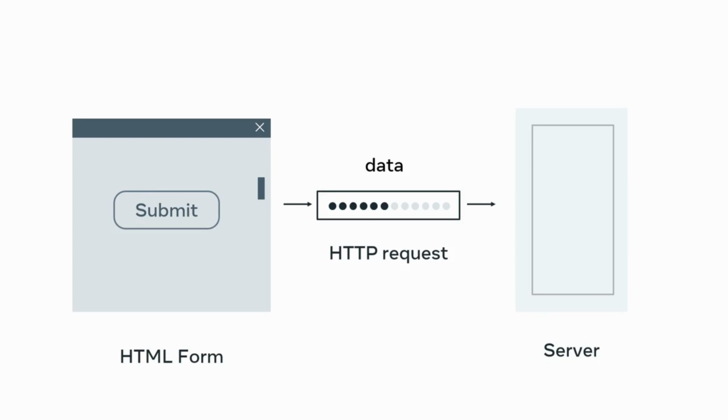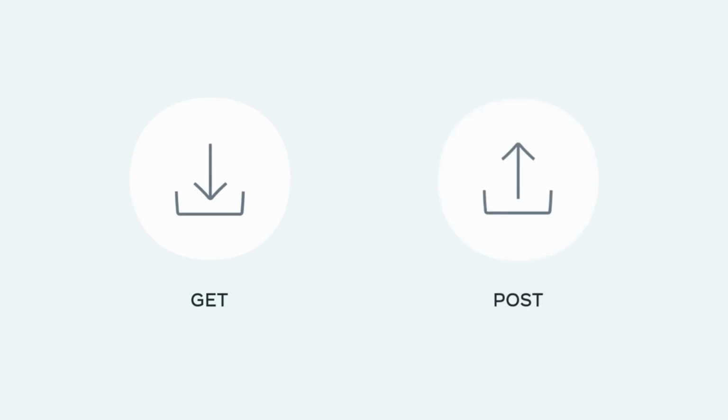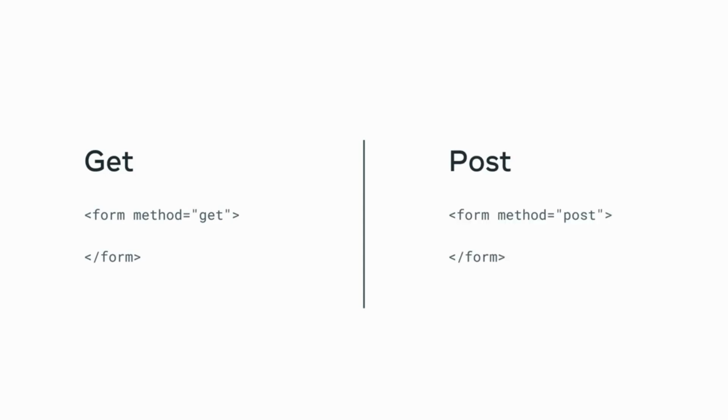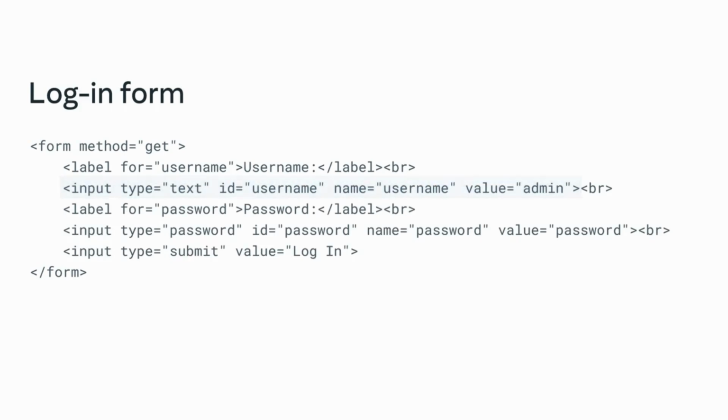In fact, there are two ways a form can send data to the web server, using the HTTP GET method or the HTTP POST method. You can specify which method the form should use with the method attribute of the form element. Let's examine an example form and see how the data can be sent using the two different methods. This login form accepts a username and password. It also has a login button that submits the form to the web server.